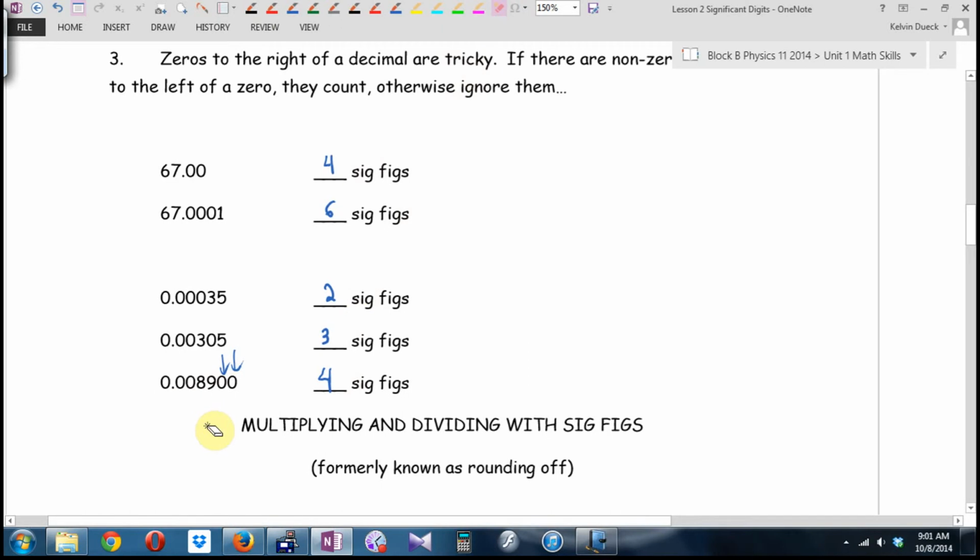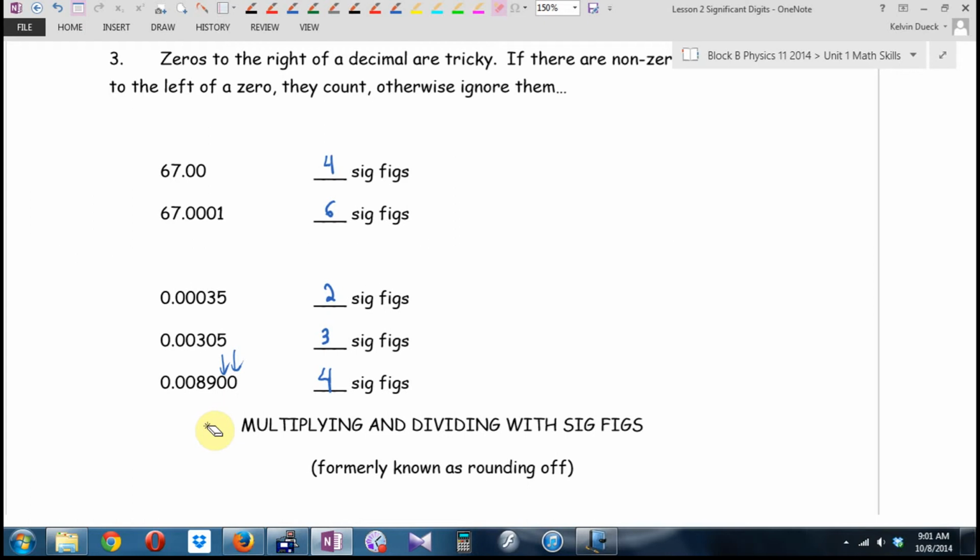So that's how to count how many sig figs. Now, there are rules for multiplying, dividing, and adding sig figs. And the reason is this. Unfortunately, sig figs in Physics 11 are going to be fairly useless. I'm going to teach them to you. And even in Physics 12, they're not going to be that useful.